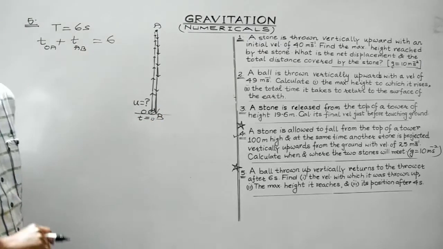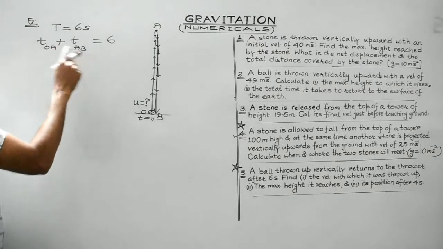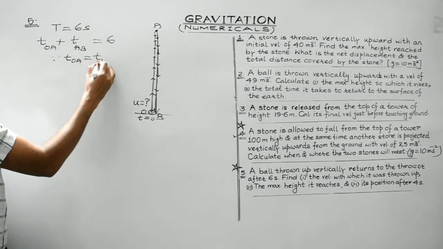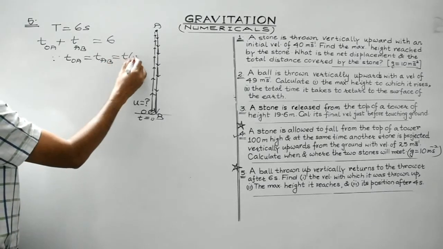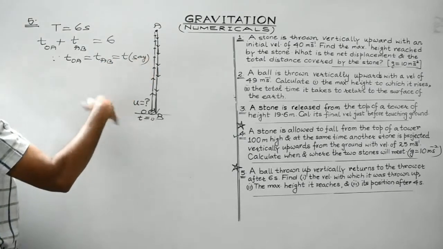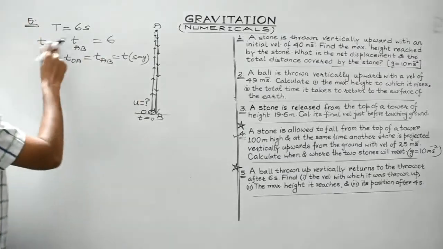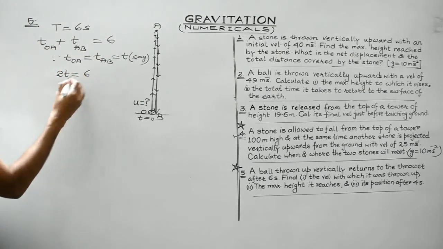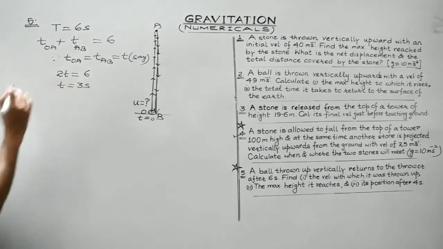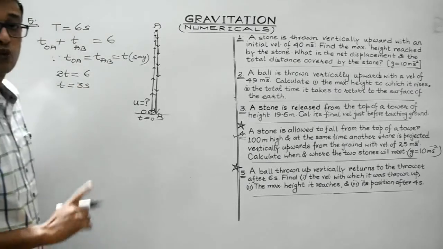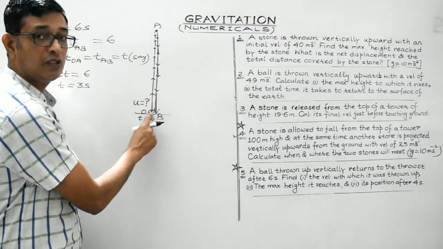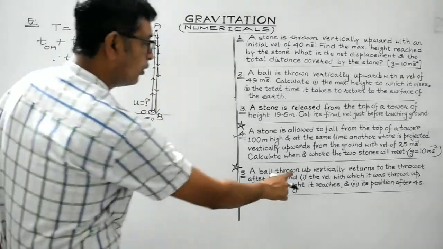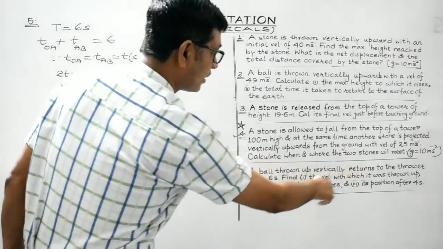And as you are aware, in the ideal scenario, time of ascent is equal to time of descent. Since TOA is equal to TAB is equal to T, suppose each time of ascent or time of descent is T, then what you get is T plus T, 2T is equal to 6. So T equals 3 seconds. So students, time taken by the body to reach the highest point would be 3 seconds, right? So the velocity with which it was thrown up.